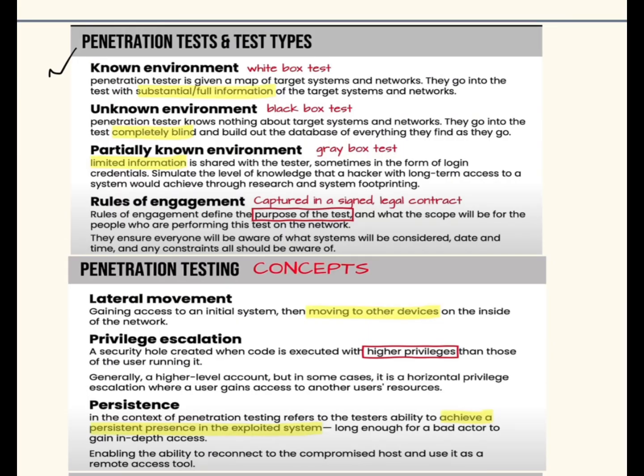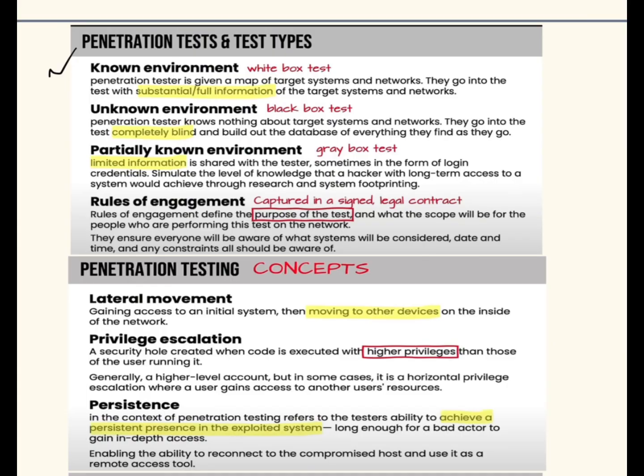So with white box testing, the tester goes into the test with substantial information of the target system and networks. You may see these terms in the CISSP exam, white box test, black box test, but I doubt that you will see known environment or unknown environment terms in the CISSP exam, but these terms can be used interchangeably. The second one is unknown environment, which is called black box test.